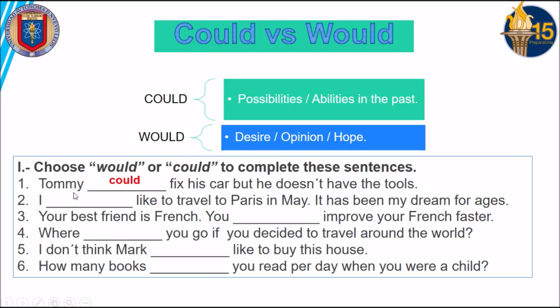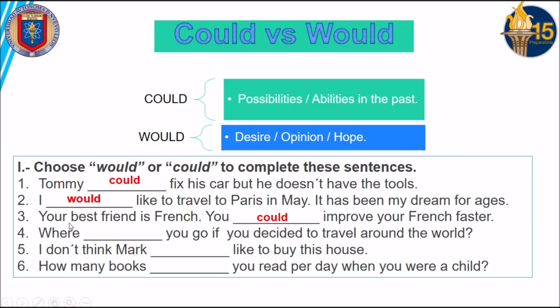Could. I would like to travel to Paris in May. It has been my dream for ages. So every single time that you have like followed by the full form, you need to use would. Your best friend is French. You could improve your French faster. So this is a possibility, obviously, if you have a French friend, so you can improve it.